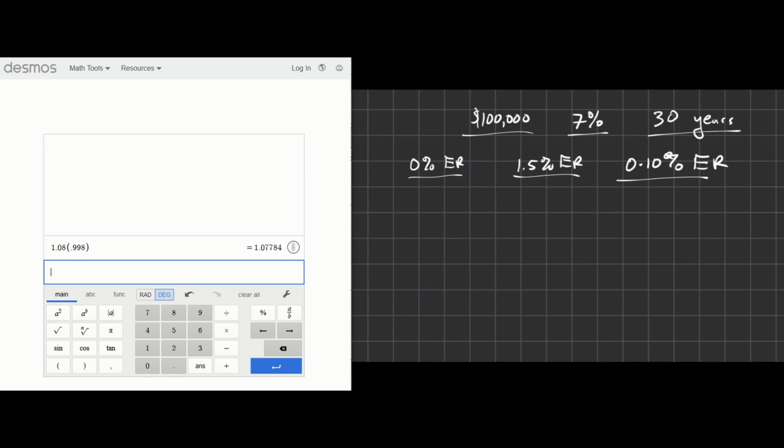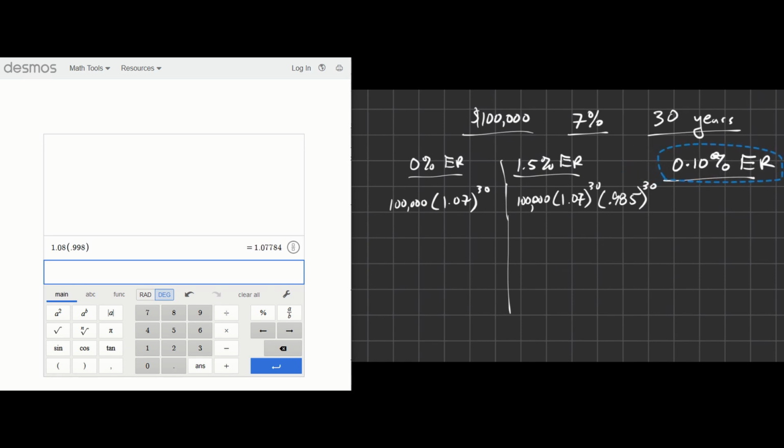All right, so let's say we saved this in our 30s and we're going to try to retire in the 60s. If we didn't have any expense ratio, then we would just do 100,000 times 1.07 over 30 years. If it has a 1.5% expense ratio, we're going to do 100,000 times 1.07 over 30 years, but then we're also going to only keep 98.5% of our money. Because we're having to pay out 1.5%, we only get to keep 98.5.